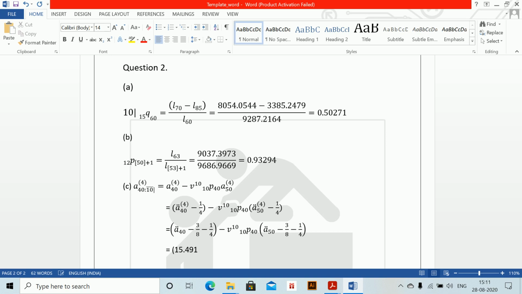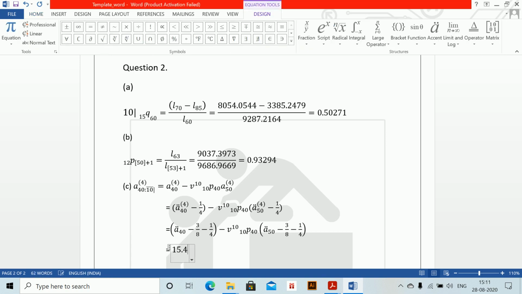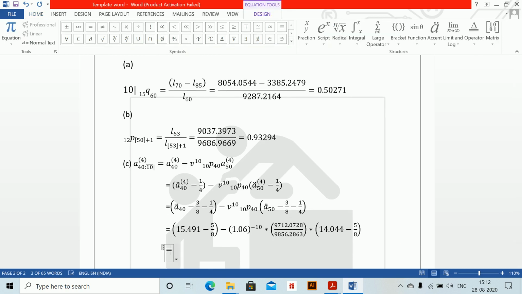15.491 divided by 5 by 8, oh sorry, minus 5 by 8, minus v to minus 1.06 to the power minus 10 into 9712.0728 divided by 9856.2863 into 14.044 minus 5 by 8. Solving this is equals to 7.4825. Okay.